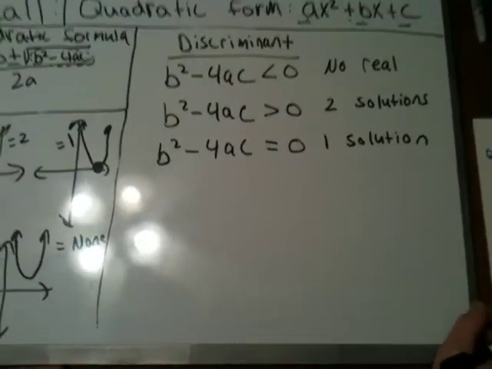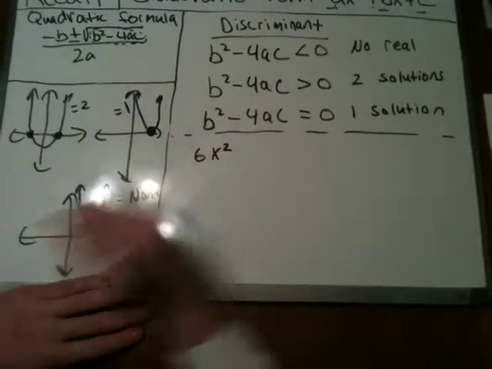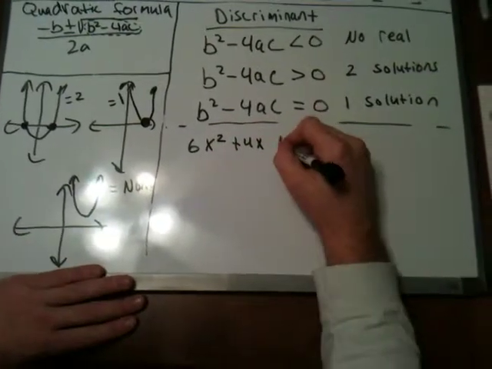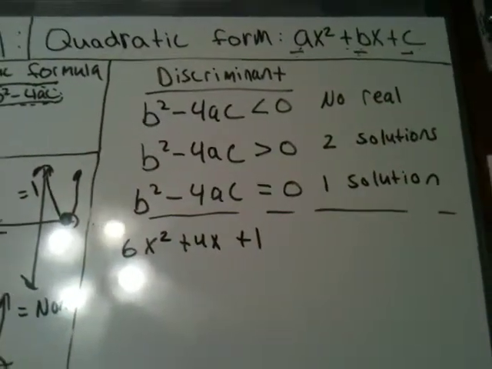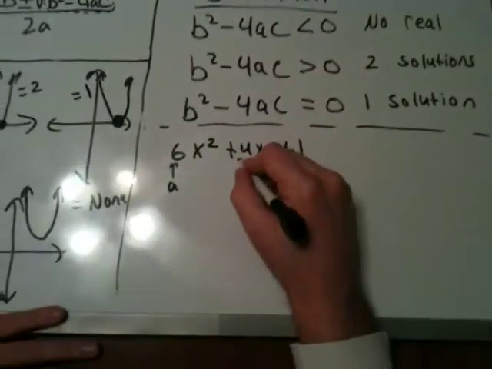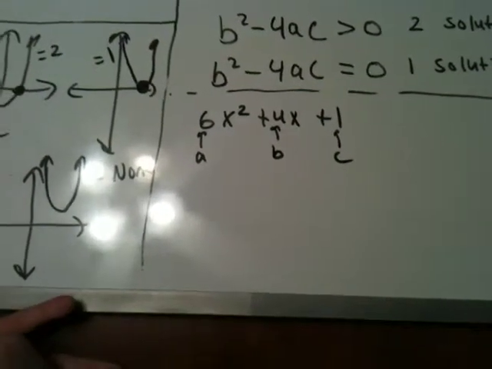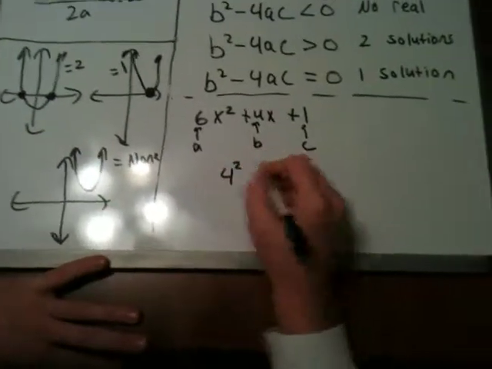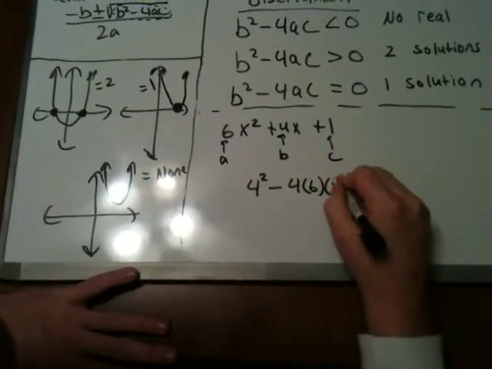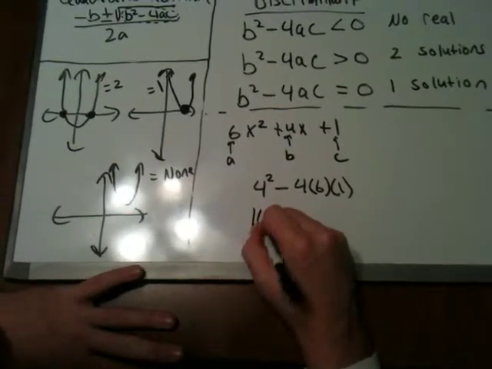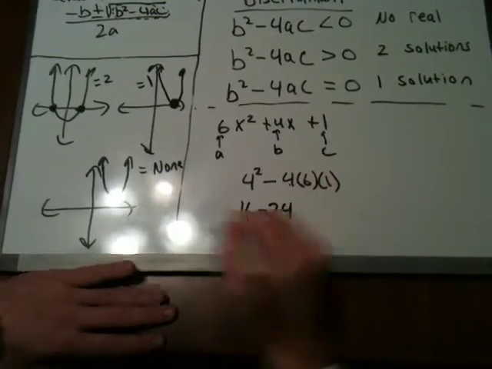Let's go and take a look at an example and see how many solutions this quadratic has. So I'm going to go ahead and look at the example 6x squared plus 4x plus 1. So I'm still looking at my quadratic form up here. I still have to remember my a and my b and my c, where they come from. Okay, remember my 6 would be my a, my 4 would be my b, my 1 would be my c. So I'm putting into b squared minus 4ac. b squared, so that's 4 squared minus 4 times a is 6, c is 1.